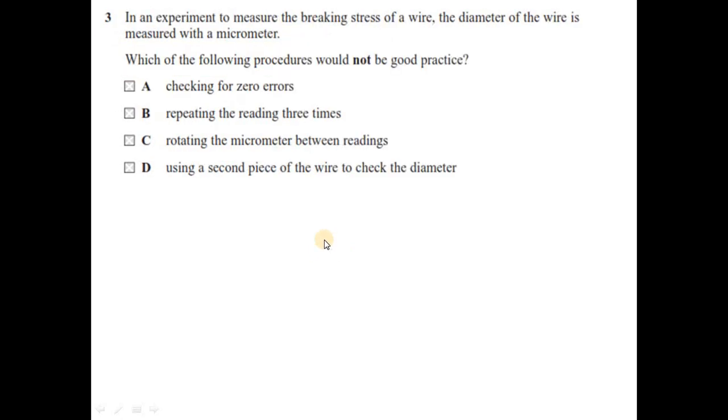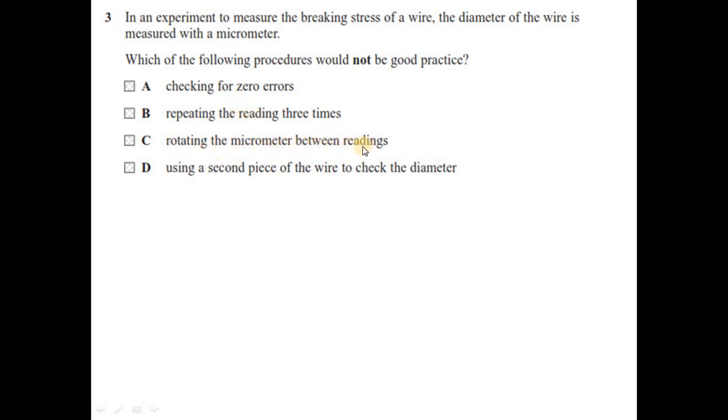Question number 3. In an experiment to measure the breaking stress of a wire, the diameter of the wire is measured with a micrometer. Which of the following procedures would not be good practice? Checking for zero error, yes, it is a good practice. In order to check the systematic error, it is needed. Repeating reading 3 times, yes, it is needed because of using the mean and to get a reliable result.